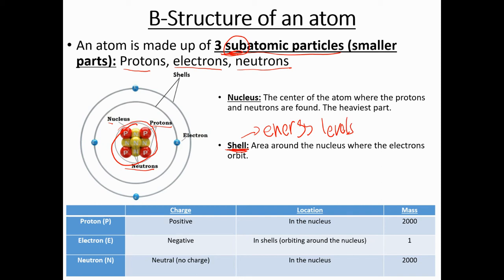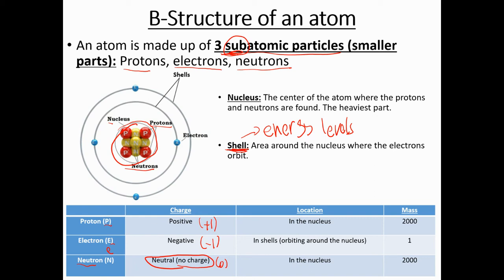Now, these three subatomic particles have different properties. One of the main differences between them is their charges. So protons, abbreviated P here, have a positive charge, +1. Electrons have a negative charge. I put E here, but we often represent electrons as E minus, for example. Neutrons, neutral. No charge for neutrons.